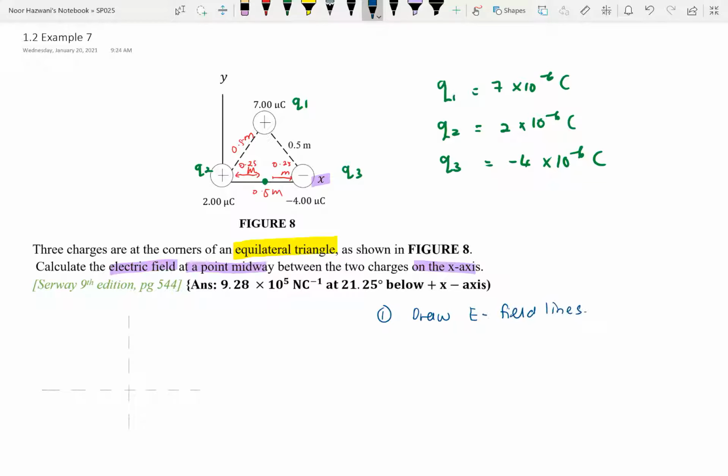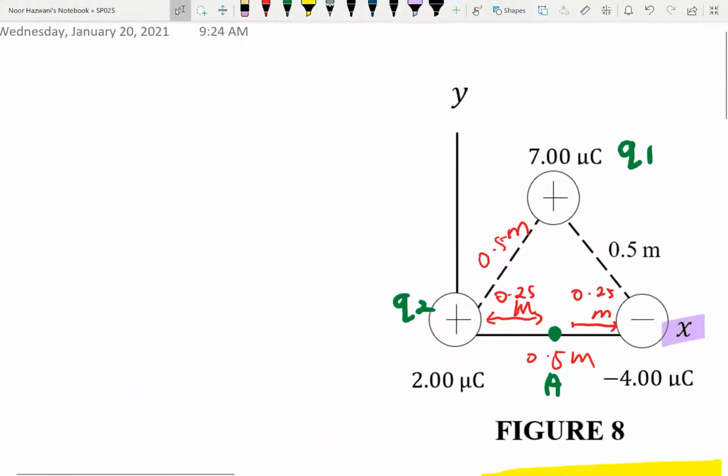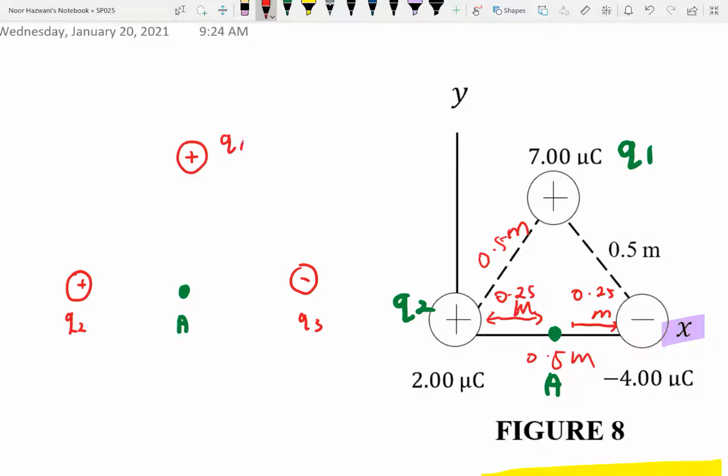Okay, dekat mana kita nak draw electric field line tu? Pada point inilah. Kita label dia sebagai point A lah, senang. Kita kena draw electric field line pada point A. So, I besarkan sikit. Ini adalah point A. Ini adalah Q2, which is positive. Ini adalah Q3, which is negative. And then, I have positive Q1.